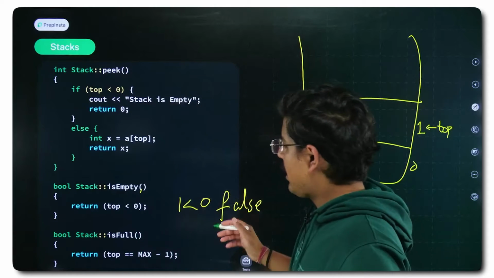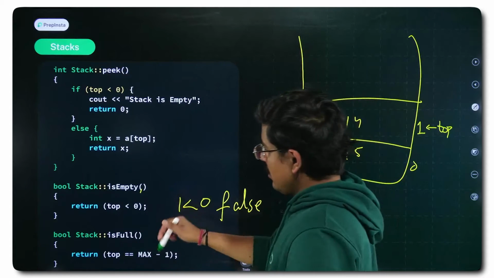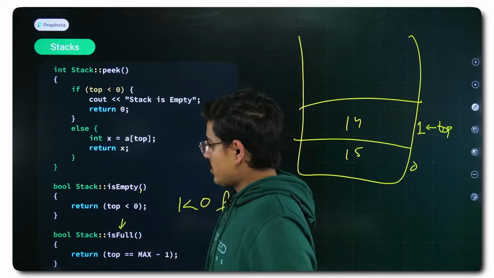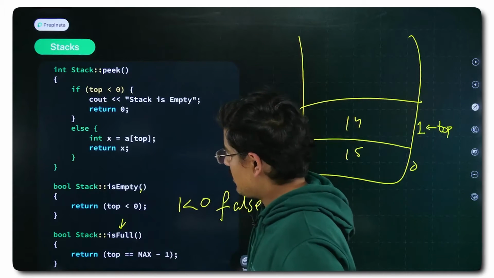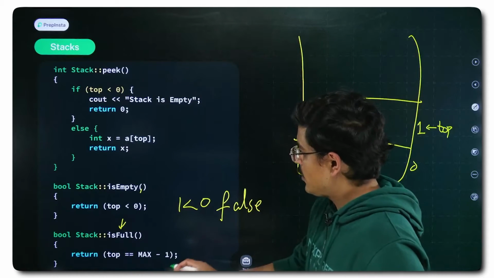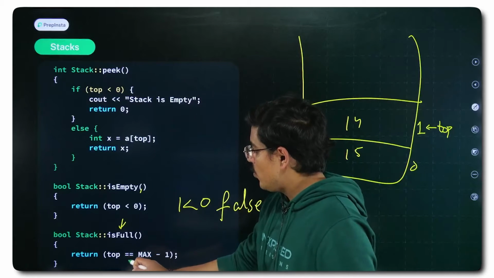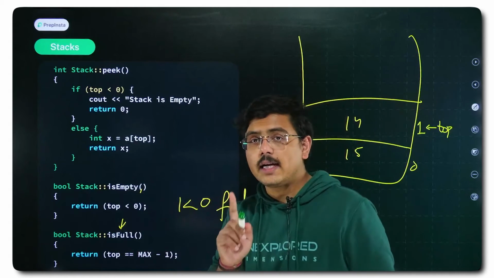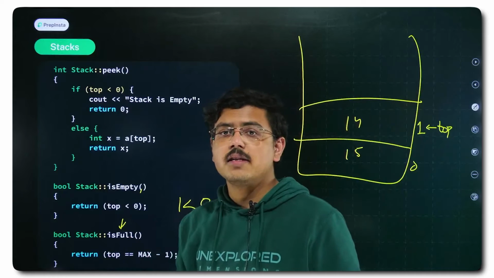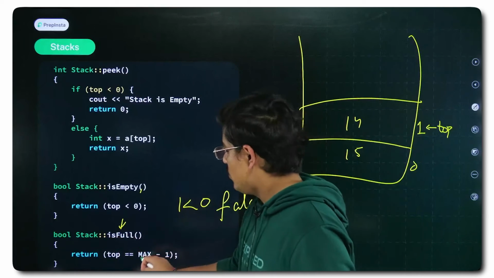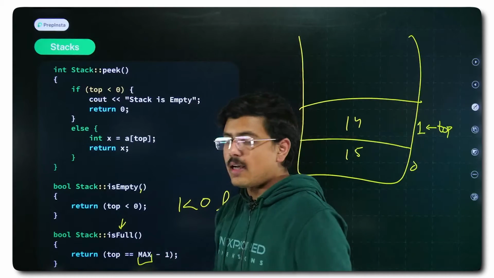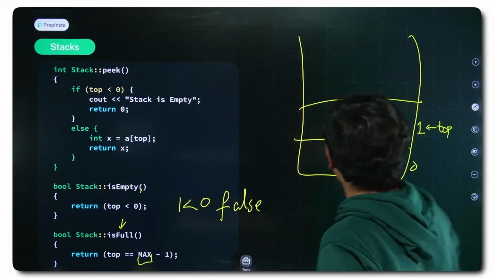Fine. Now the isFull function executes in a similar way. We try and see what happens in the isFull function. What you check is whether top is equal to max minus 1. If you correctly remember, max is the value which was assigned the value of size. I'll show you.